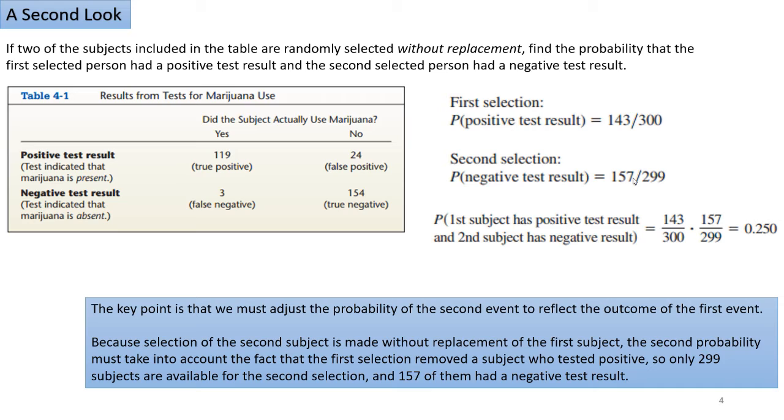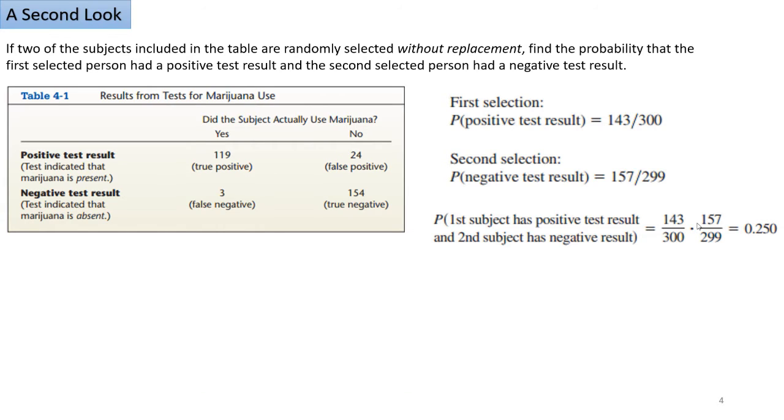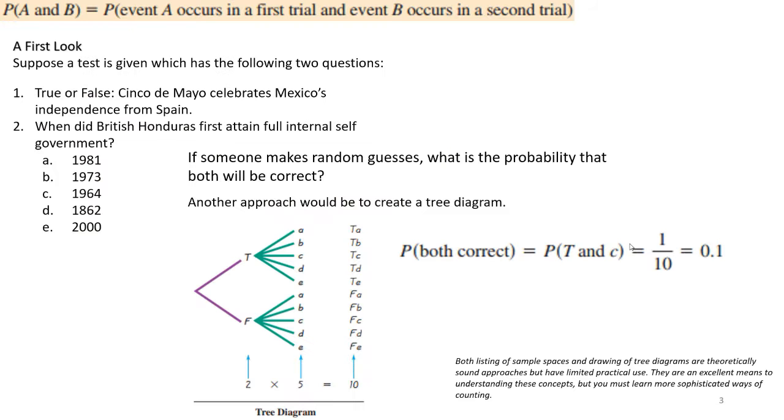So when you select without replacement, the second probability has to take into account the fact that the first selection removed one of the subjects from the group. And so you only have 299 subjects available for the second selection. So this introduces us then to the concept of a conditional probability. If you're wondering where this multiplication came from, let's take a look back here.